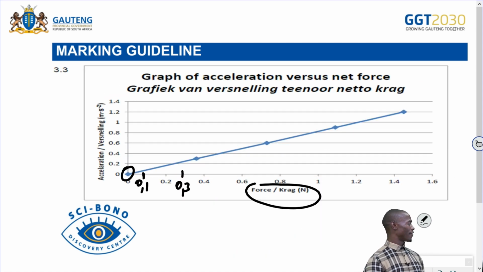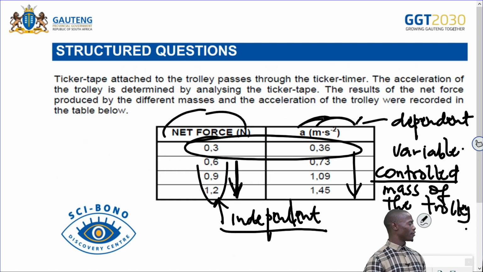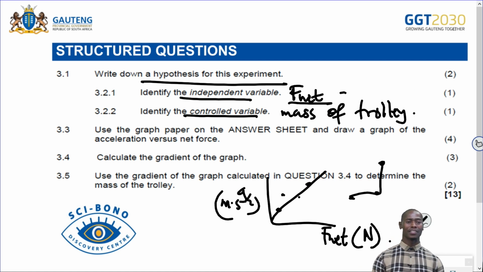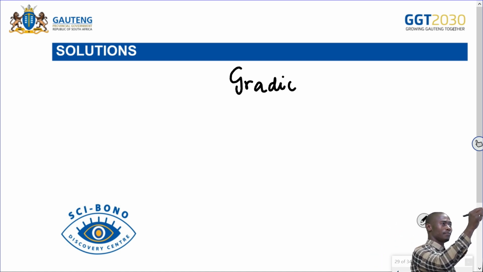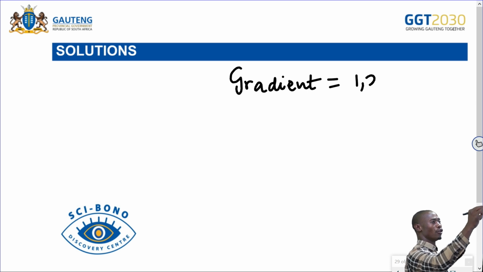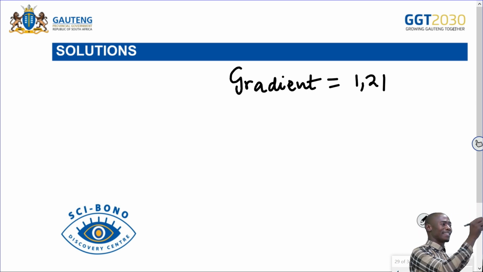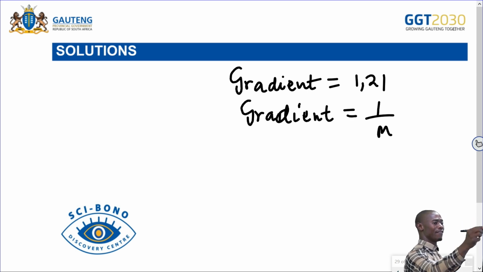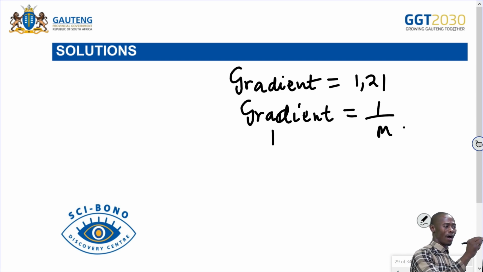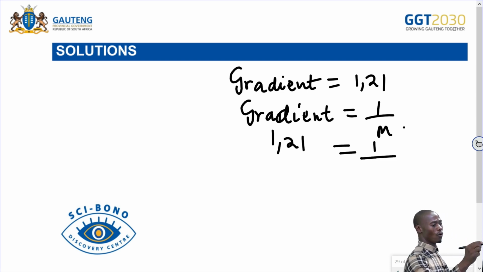Then let's check 3.5. What are they looking for? 3.5: use the gradient of the graph calculated in question 3.4 to determine the mass of the trolley. Already you know that the gradient represents the inverse of the mass of the trolley. Then the gradient is equal to 1.21. This is what we got. But this gradient represents the inverse of the mass of the trolley. So 1.21 equals 1 over m.